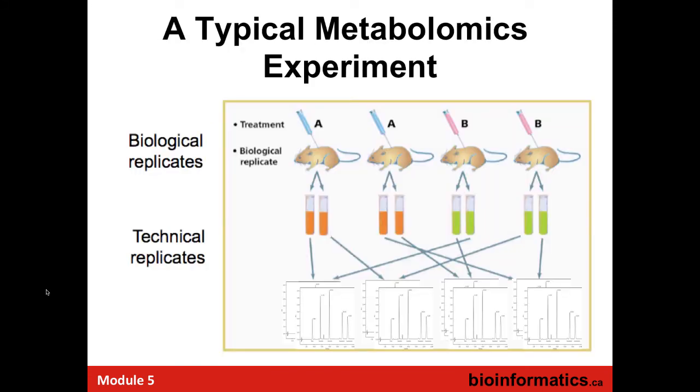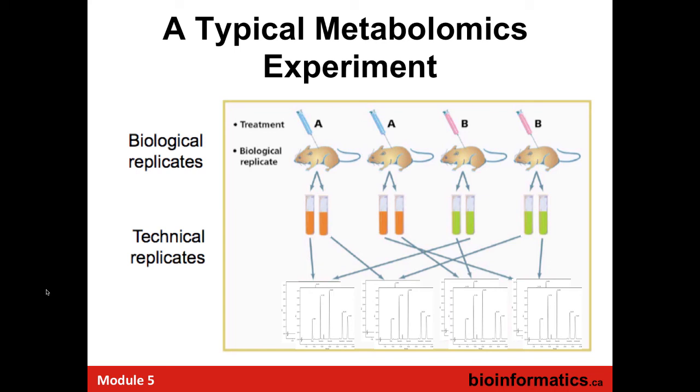So in a typical metabolomics experiment, you will work with both biological replicates and technical replicates. If you're working with cases and controls as an example, so the pink and blue cases and controls, there might be 40 cases and 40 controls. You don't usually do an experiment with one case and one control. So the 40 cases and the 40 controls are biological replicates.